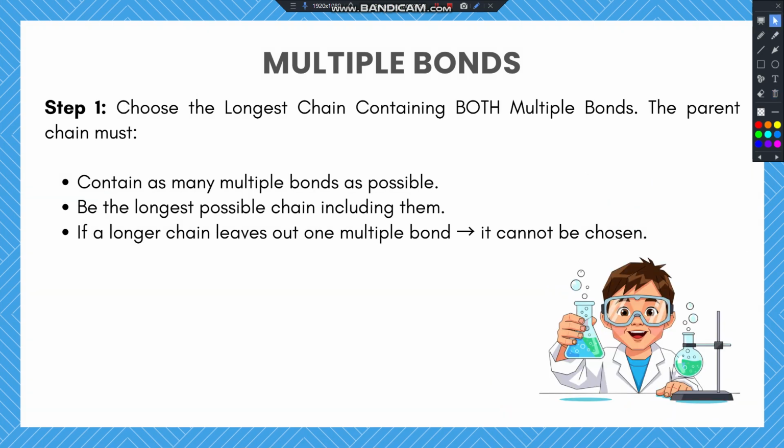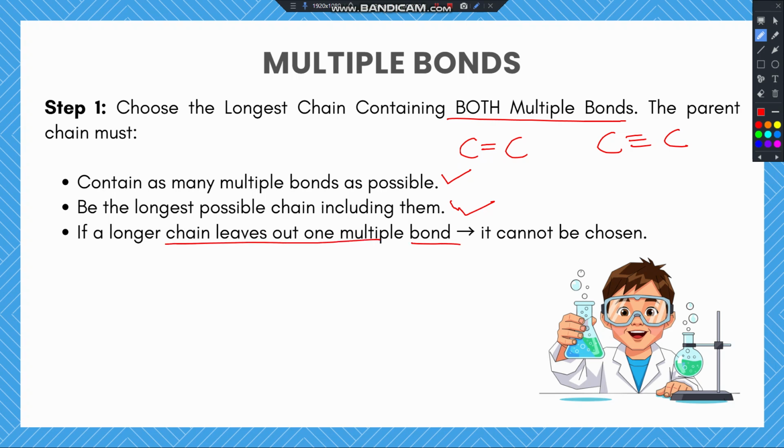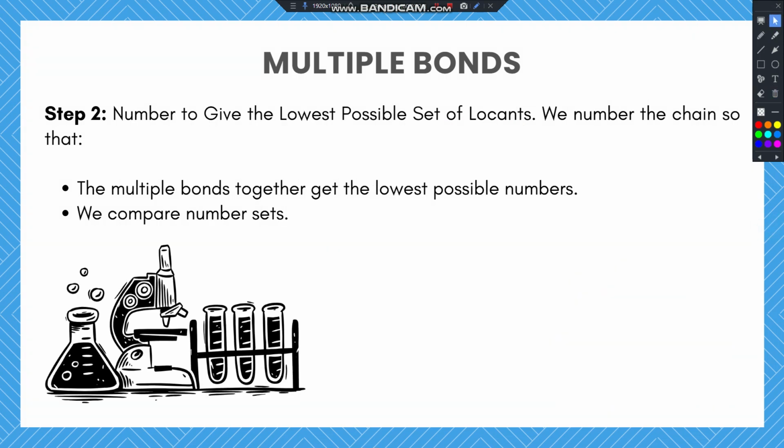So when this happens, the first thing you want to do is to choose the longest chain that contains both multiple bonds, that is both the double bond and the triple bond. So the parent chain must, number one, contain as many multiple bonds as possible. Number two, it must be the longest possible chain including them. And then thirdly, if a longer chain leaves out one multiple bond, it cannot be chosen. Enough talk already. Let's see some examples right after we check out step number 2.